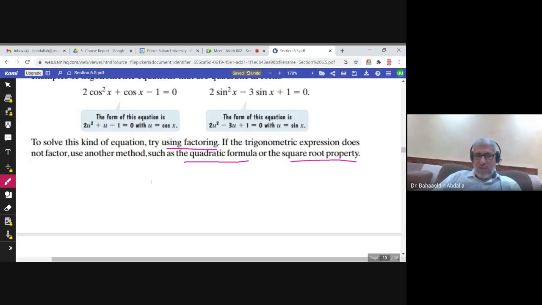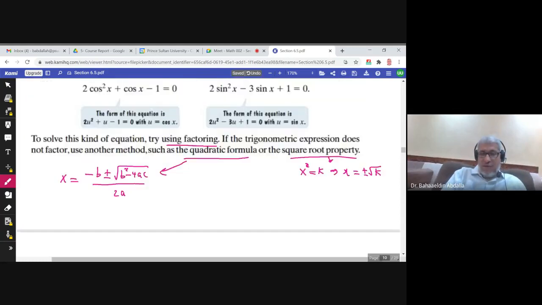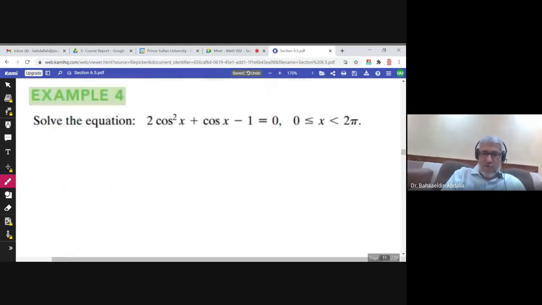What is the quadratic formula? The quadratic formula says x is negative b plus or minus square root of b squared minus 4ac, over 2a. This is the quadratic formula. What about the square root property? The square root property says if x squared is k, then x is plus or minus square root of k. This is called the square root property. So you can use one of these two if factoring doesn't work to solve the equation.